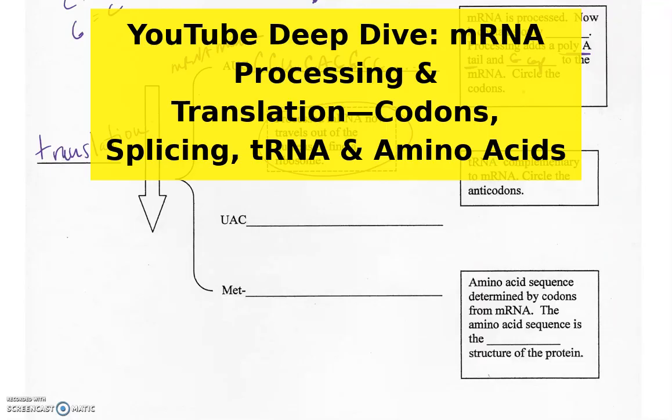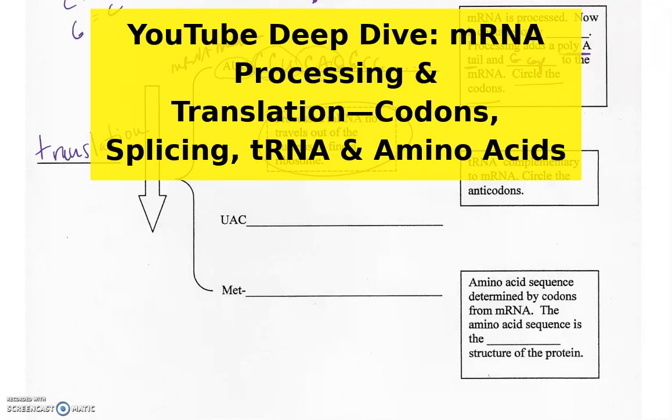Now, the instructions here are to circle the codons. So in our mRNA, remember that the mRNA codes in groups of 3, or triplets, that are called codons, and that's what will indicate what amino acids will be in the protein. So I need to circle these in groups of 3 to show my codon.